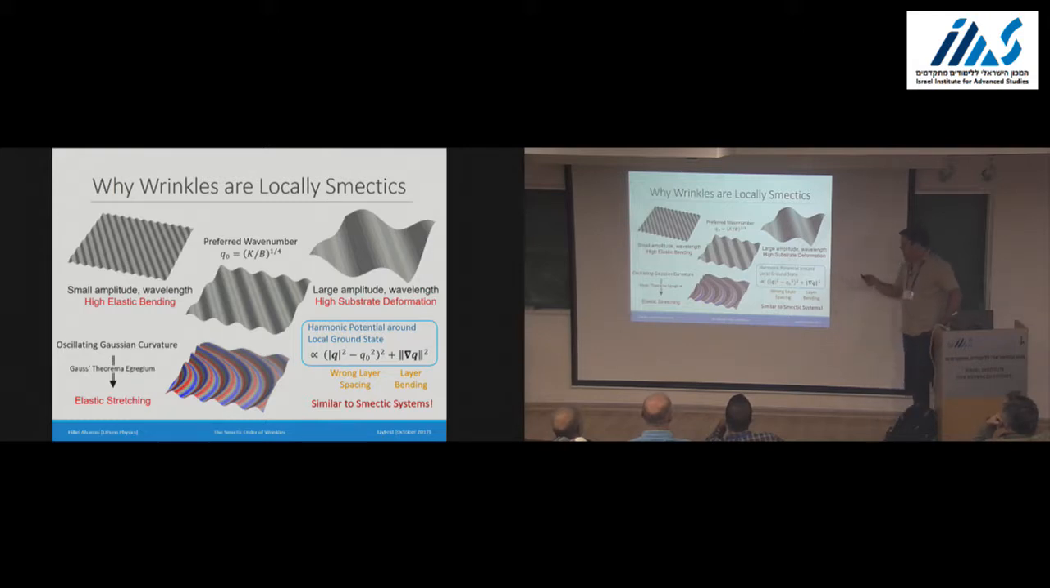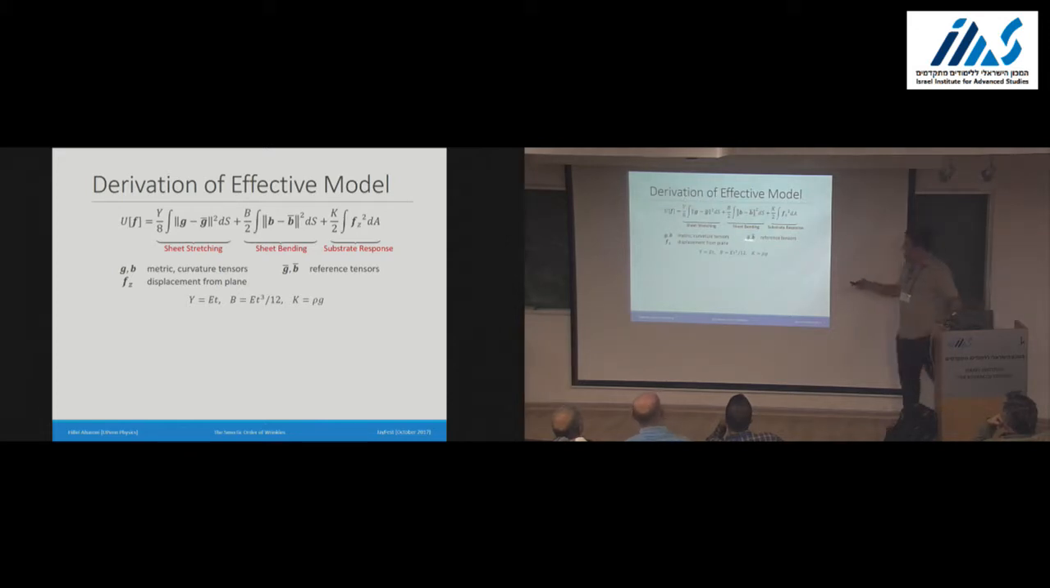Now, this can be done more rigorously. We can write the full energy of the system, composed of an elastic stretching term and an elastic bending term, in the spirit of the works of Effie and Raz and Aran. So the elastic stretching penalizes deviations of the metric from a reference metric. Bending penalizes deviation of the curvature tensor from a reference curvature tensor. And there is some penalty for deforming the substrate. What I wrote here is for a liquid substrate, it simply penalizes the deviations from the plane.